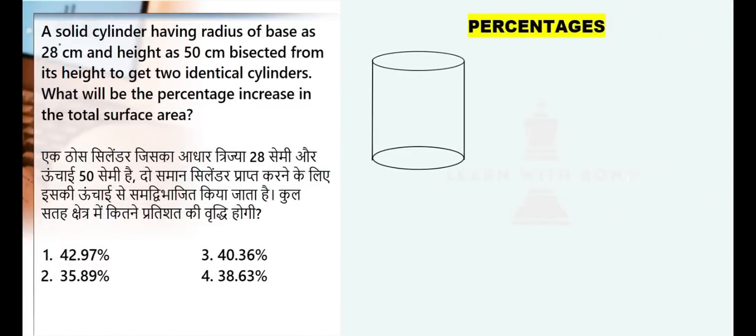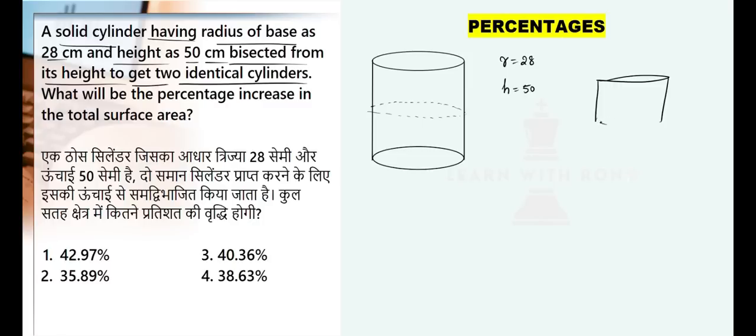See this question here. A solid cylinder having radius of base as 28 centimeters. Here they are given radius 28 and height as 50 centimeters. Bisected from its height to get two identical cylinders. Means across height, if I do a bisection, see like this, if I do a cross section here, I will get two cylinders, right? See top one cylinder and bottom another cylinder.